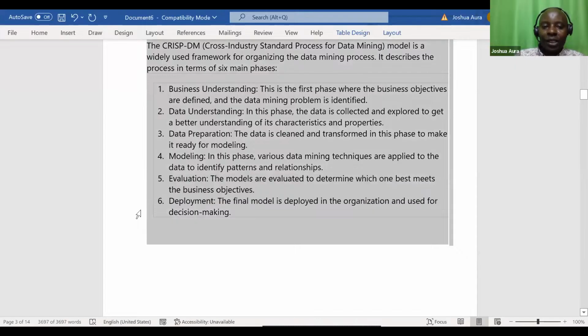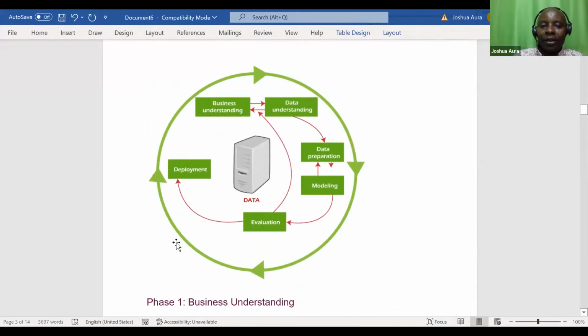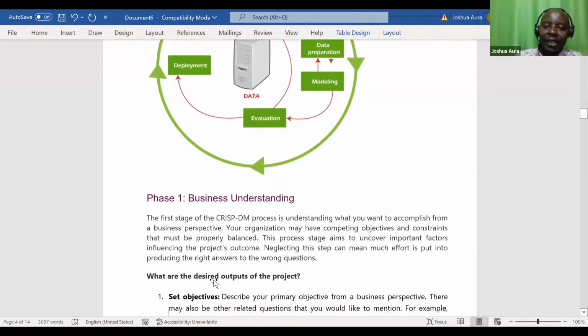Now, ladies and gentlemen, I would want to come back to my paper now. So now I would want us to go through each of these components of the CRISP model one at a time. So we have business understanding, data understanding, data preparation, modeling, evaluation, deployment. And then, of course, we have our data being processed here. Now, phase number 1 is about business understanding.